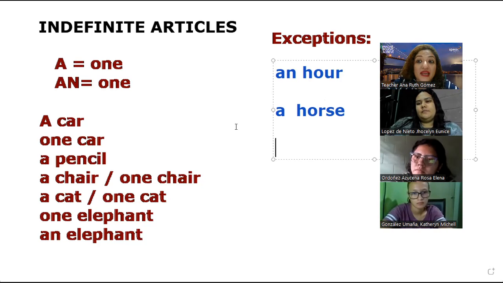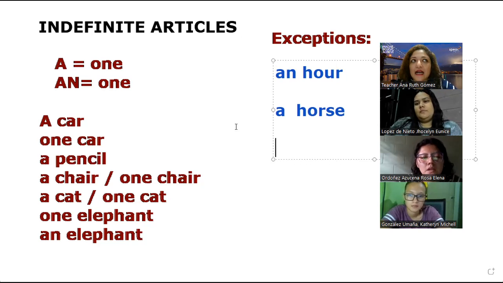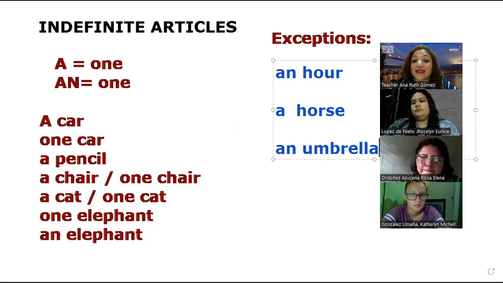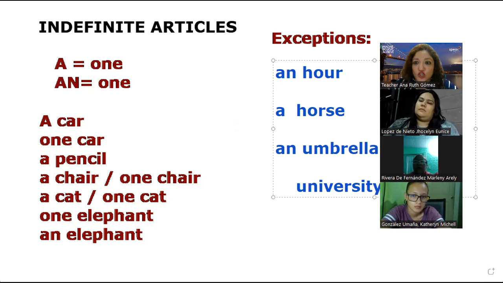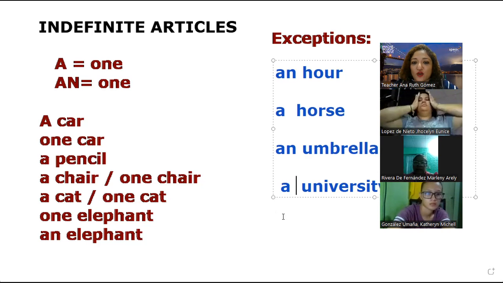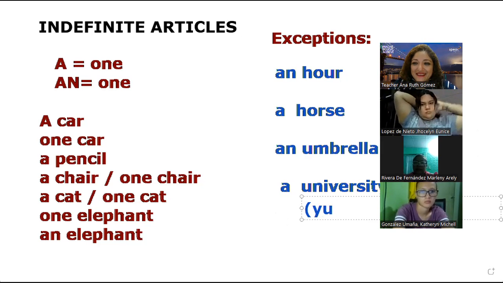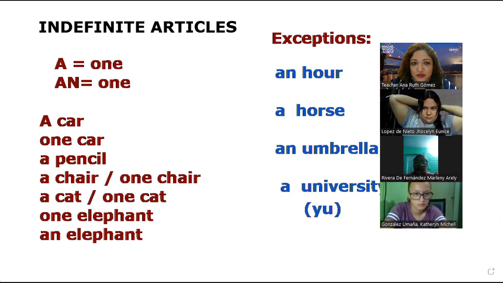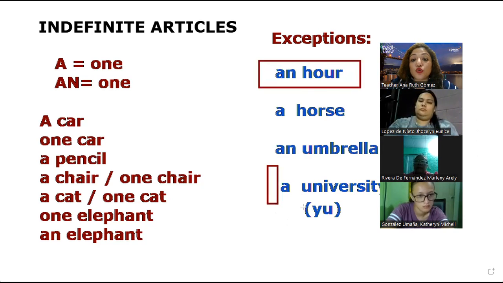Another exception. How do you say sombrilla in English? Umbrella. And how do you say una sombrilla? An umbrella. Very good. How do you say universidad in English? University. Suena como que la esté pronunciando con una J, digamos así. Entonces, en inglés, universidad is university. Entonces, se dice a university. Como que la esté comenzando a decir con una consonante. Por eso es que es a university. Estas son excepciones. They are exceptions. Okay. So, an hour, a university.